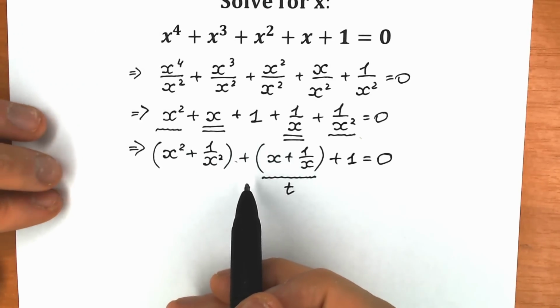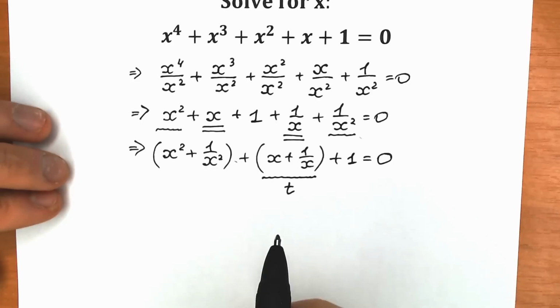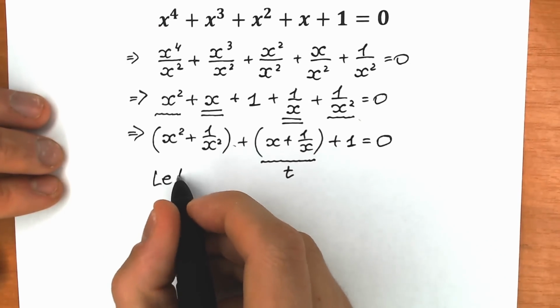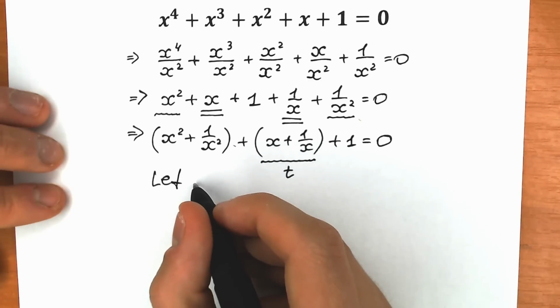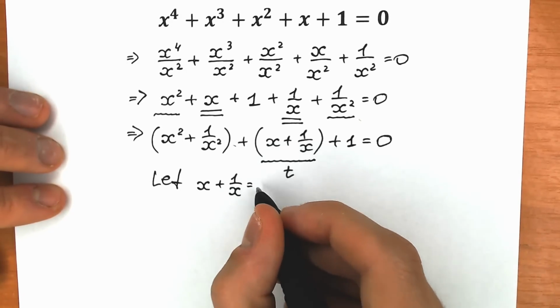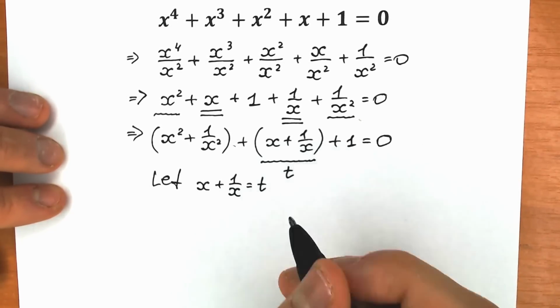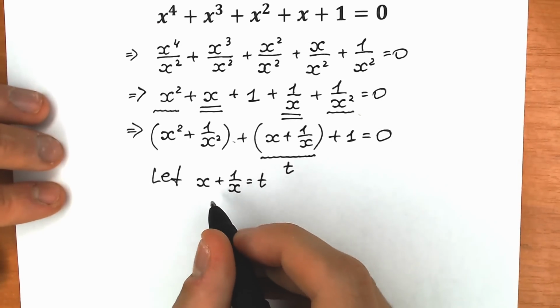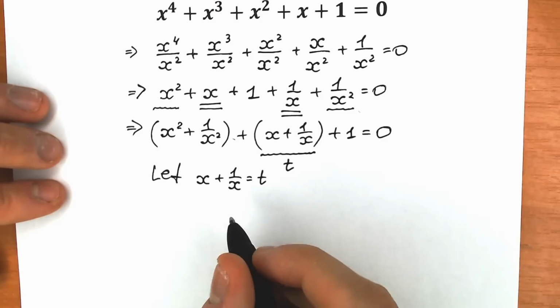They say that this is our t squared, but let's see what will happen. Very tricky moment right now. So our substitution: let x plus 1 over x be equal to t. As I told before, this is our t. And right now let's square both sides. Let's square our left and right side. Let's see what will happen.